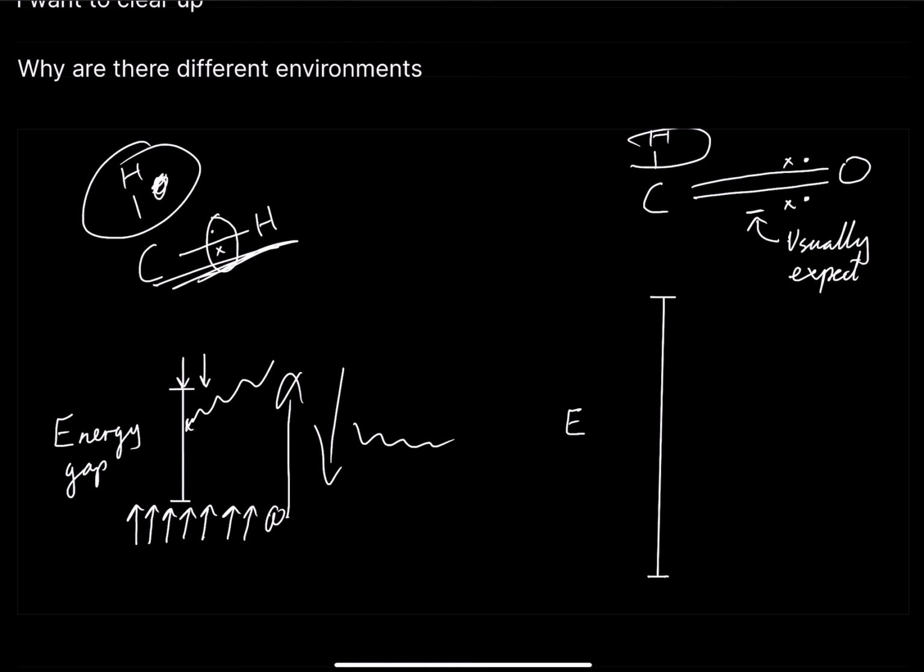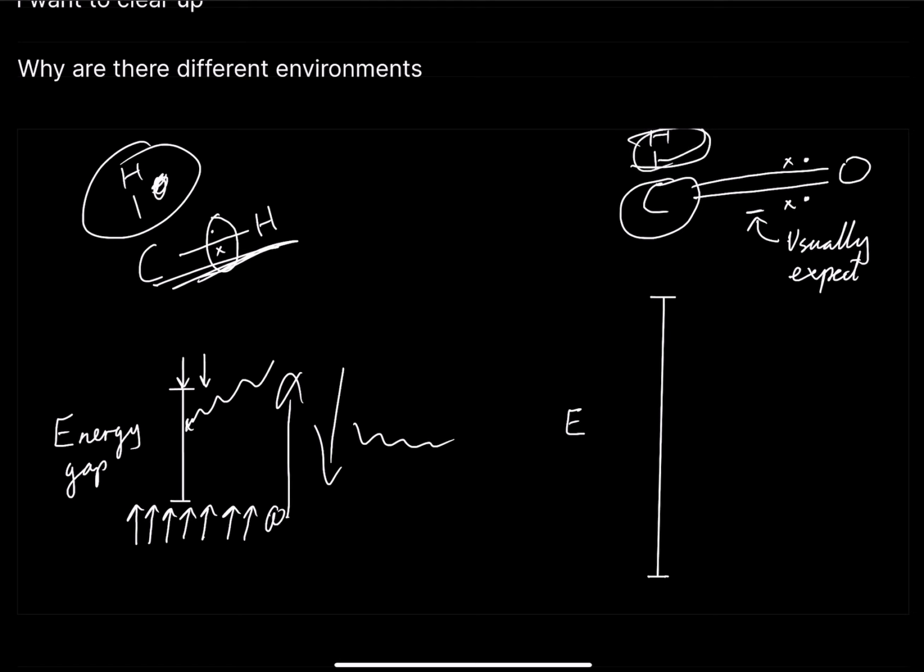Whereas here, this is a hydrogen that's bonded to a carbon that's bonded to oxygen. Now, oxygen is very, very electronegative. We usually expect, for example in a carbon-hydrogen bond, the electrons to be in the middle of the bond. But because the oxygen is so electronegative, remember, electronegativity is the ability of an atom to attract a pair of electrons in a covalent bond, it's pulling electrons towards the oxygen, and therefore there's less shielding here.